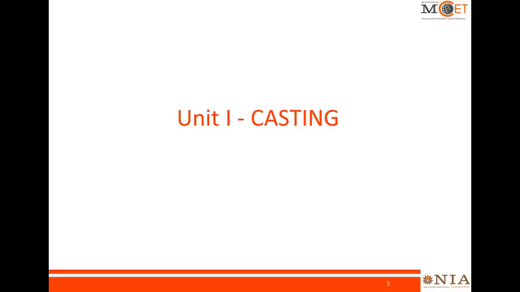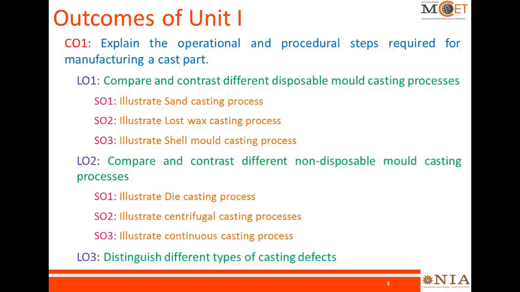Unit 1 is casting. So, the outcomes of Unit 1. The course outcome is to explain the operational and procedural steps required for manufacturing a cast part. So at the end of this course, you will be able to explain the operational and procedural steps required for manufacturing a part made by the casting process. And this course outcome is divided into 3 LOs, learning outcomes. The first learning outcome is to compare and contrast different disposable mold casting processes. Disposable means it is thrown out, it is broken out.